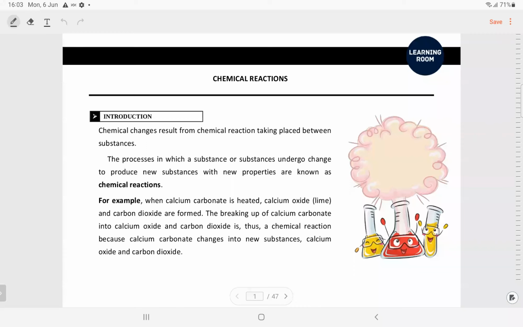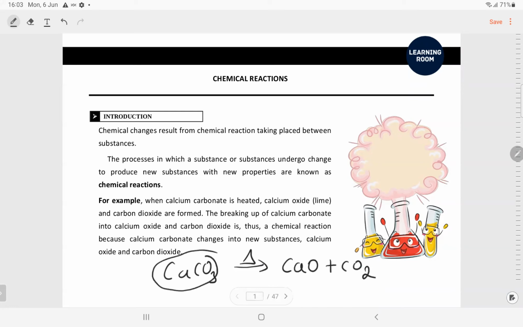Once you are heating it, the calcium carbonate will absorb the heat, correct? After absorbing the heat, it will split into calcium oxide and carbon dioxide. So this is your calcium carbonate, CaCO3. Once it is heated, it will split into calcium oxide and carbon dioxide. Clear with this one? So this compound absorbs the heat and breaks into calcium oxide and carbon dioxide. Here, the calcium oxide is solid. The carbon dioxide is a gas, so it will easily evolve from the reaction.